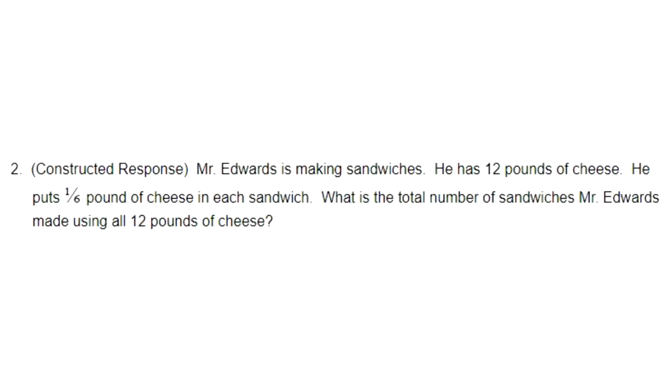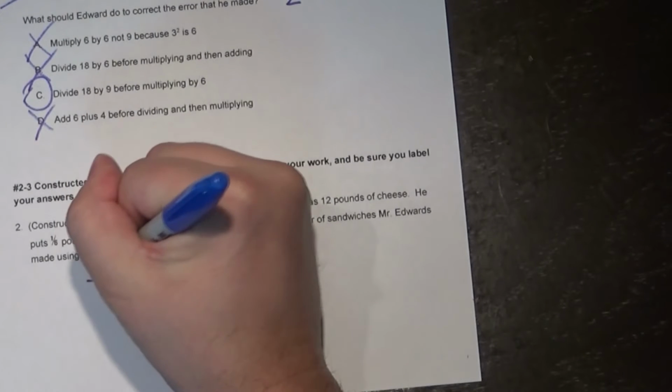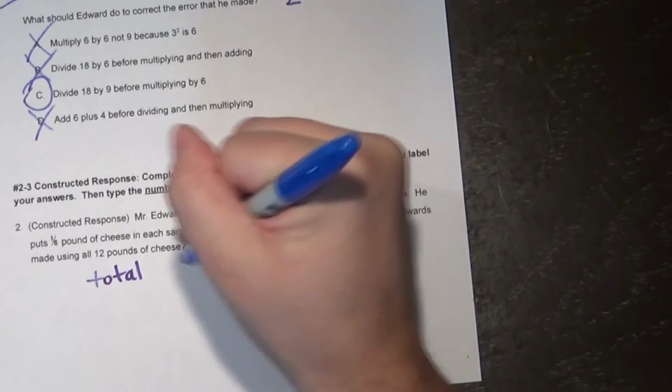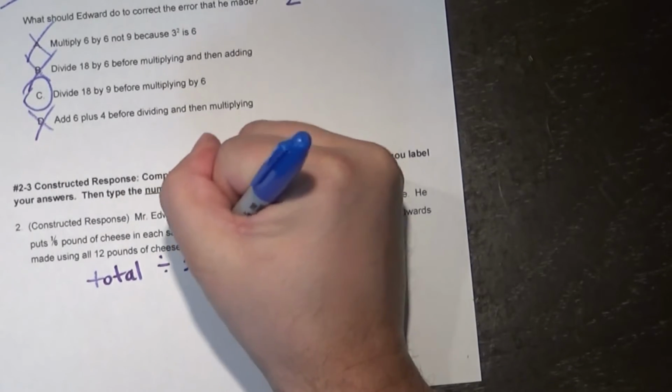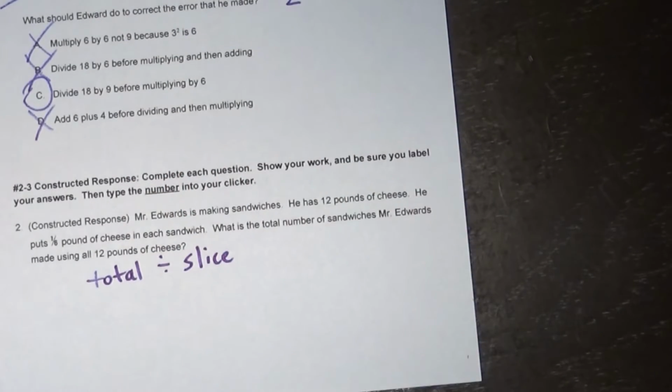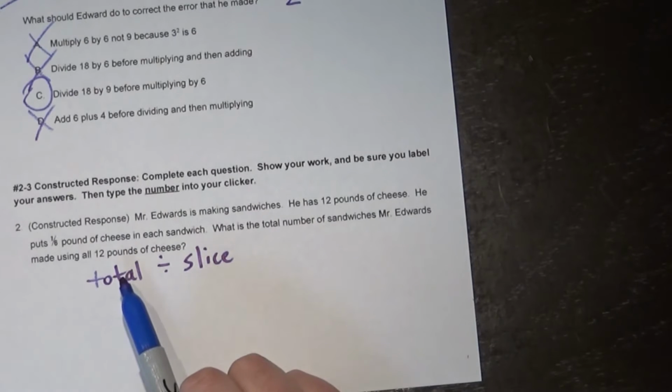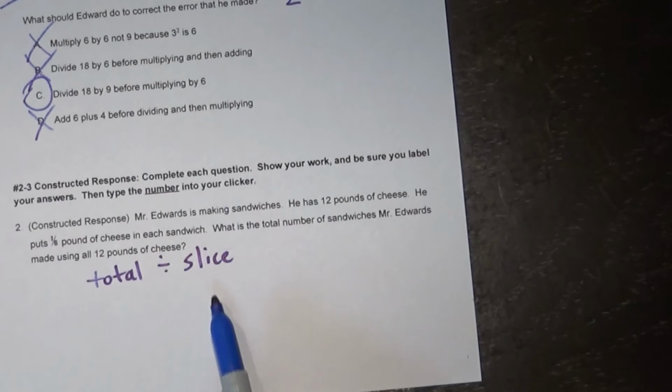Now, number 2 says Mr. Edwards is making sandwiches. He has 12 pounds of cheese. He puts 1/6 pound of cheese in each sandwich. What is the total number of sandwiches Mr. Edwards made using all 12 pounds of cheese? So I'm going to write down a little secret code here, and I'll say total divided by slice. What I mean by that is I'm going to take the total amount of cheese, total pounds, divided by the amount of cheese that I need for each slice. That's going to be my answer.